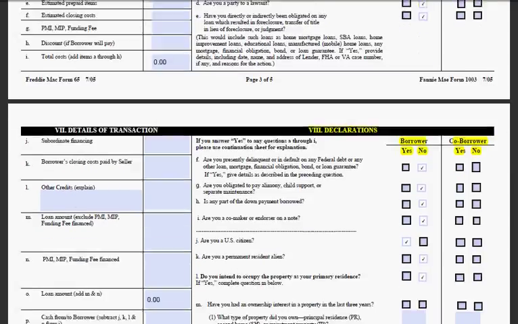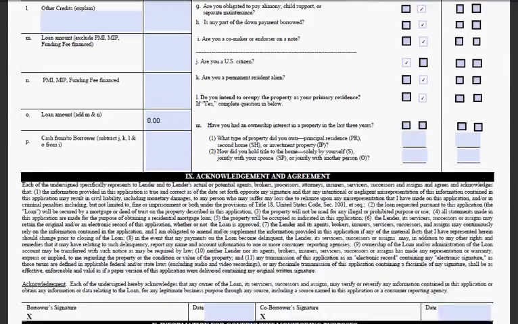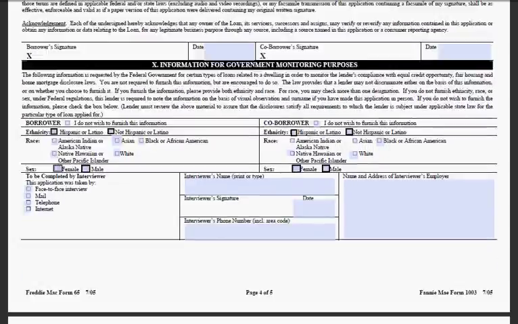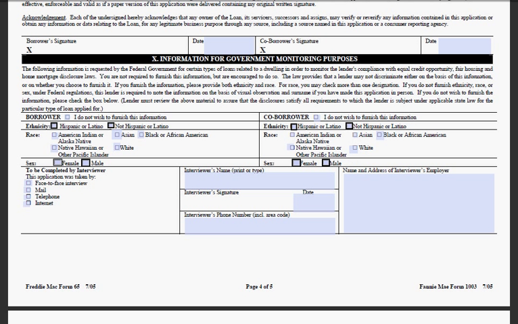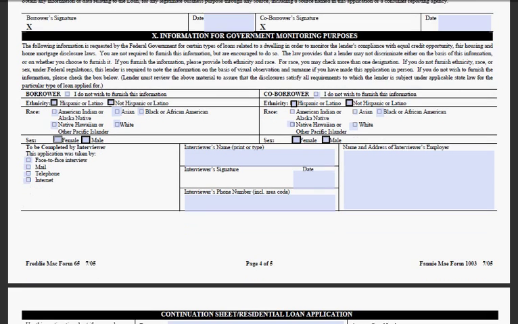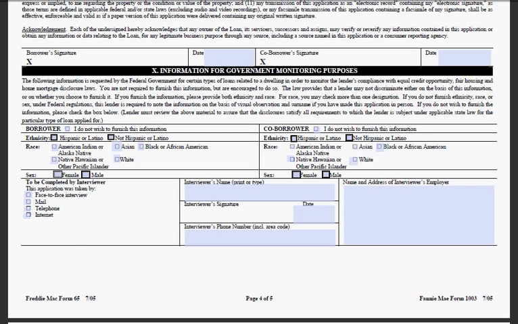Moving on, the last section here is the government monitoring. It's for making sure that banks aren't discriminated against. You don't have to complete it. You can if you want. It's not a big deal. You do not need to sign this. As like I said, we will send you out a final copy.